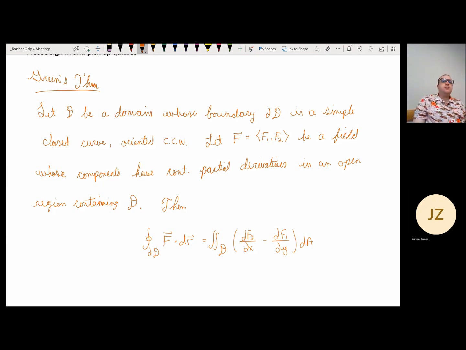Then the circulation along the curve del D of F dot dr is the double integral over the domain D of partial of F2 with respect to x minus partial of F1 with respect to y.